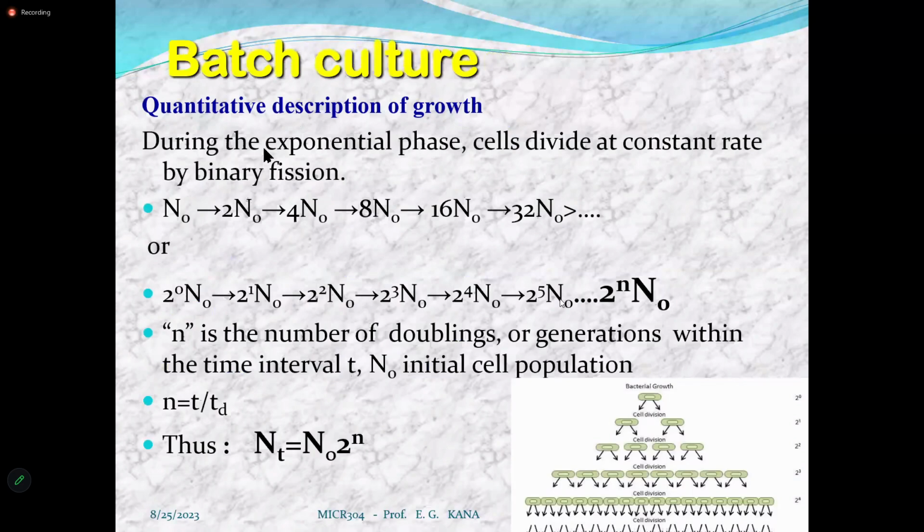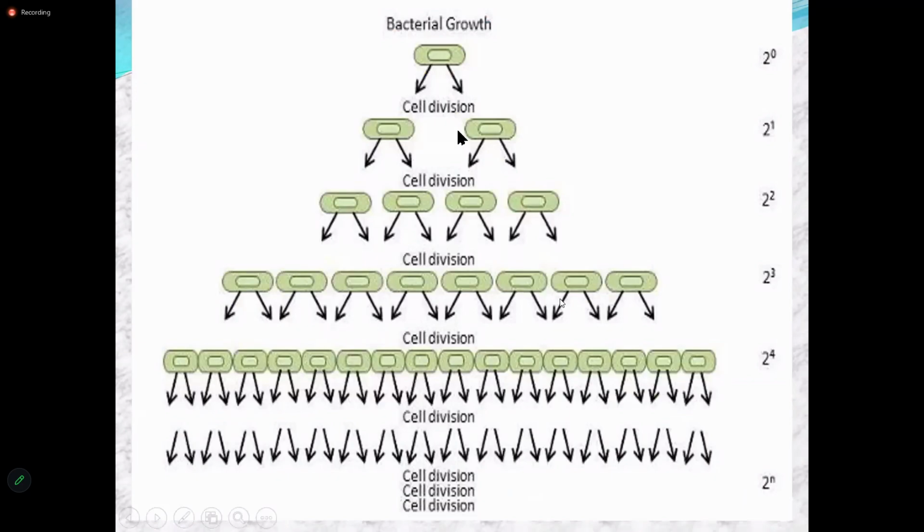Okay, now let's first understand a couple of things here. Bacteria divide by binary fission. In this diagram, one cell will divide to give two daughter cells, which in turn will divide to give four daughter cells. Then the four daughter cells will divide to give 8 daughter cells, and so on. That is the kind of binary fission that takes place in cell division.